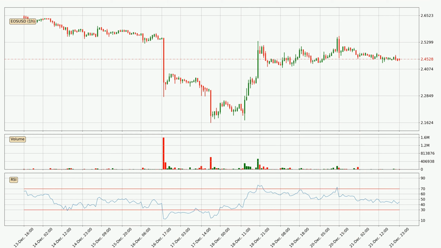Now looking at the current hourly relative strength index, the current hourly RSI is at 45, so it doesn't show signs of overbought or oversold conditions at this point.